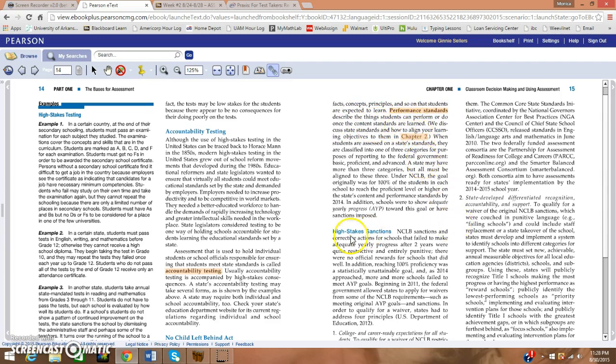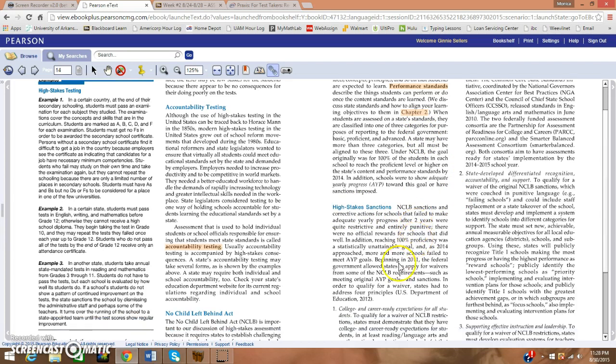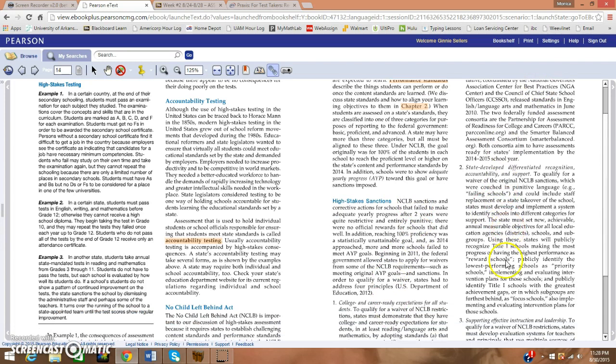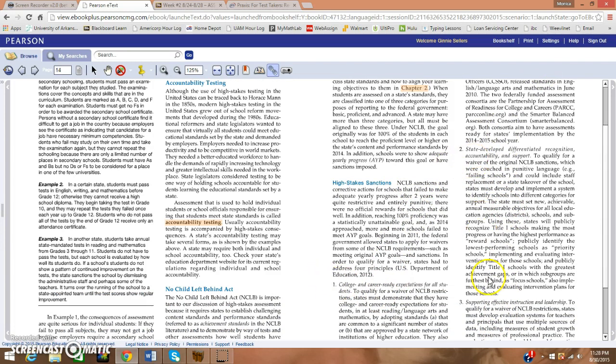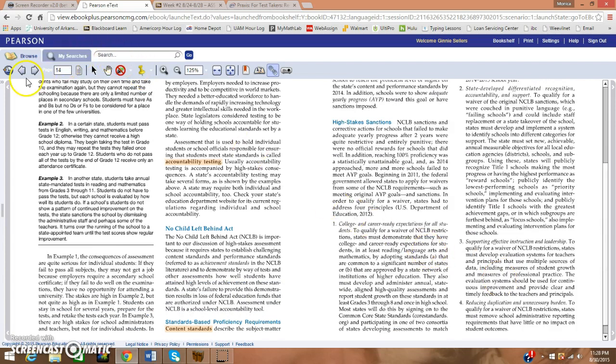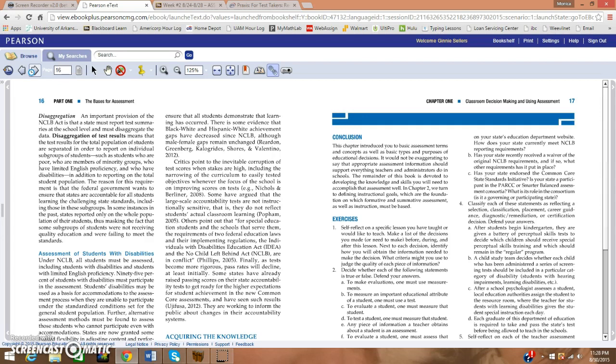And then we move on to high-stakes sanctions, and it's still talking about No Child Left Behind, and it said that these numbered things right here are the things that the school had to do in order to apply for a waiver, because it is impossible for a student or for a school to have 100% of their students pass and meet these goals.